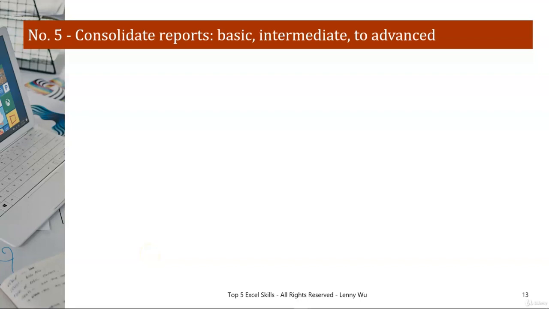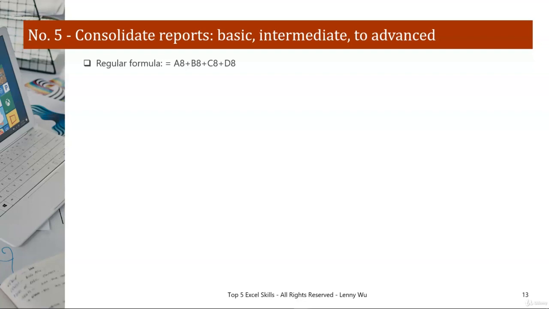Top 5 Excel skills, number 5: Consolidate reports. Basic, intermediate to advanced ways. The basic way is to simply apply the regular formula to sum all the numbers up. And this is very simple but very labor intensive.